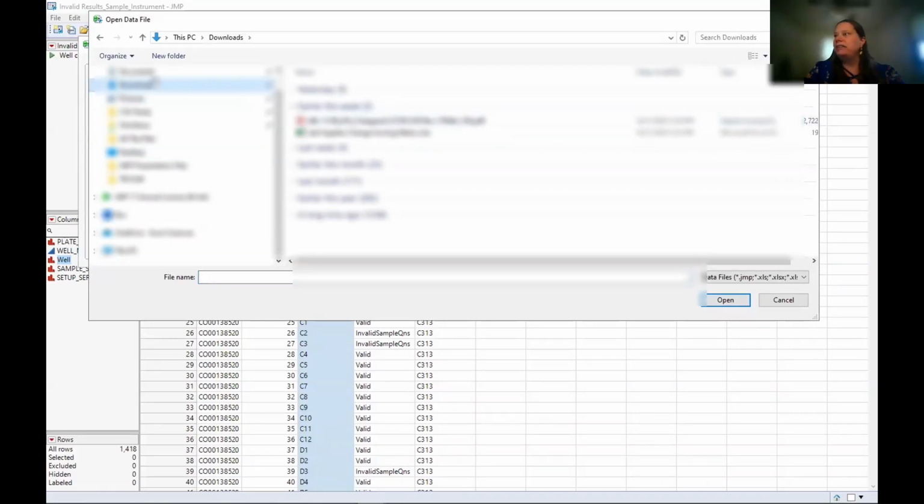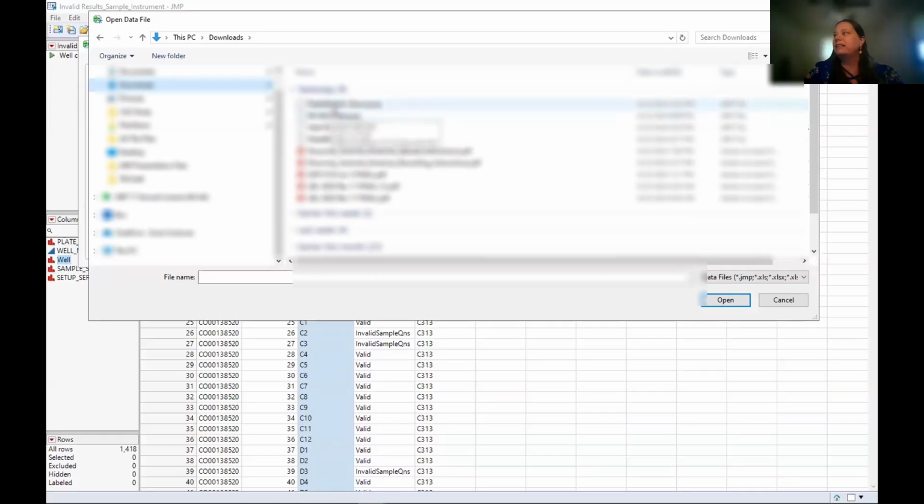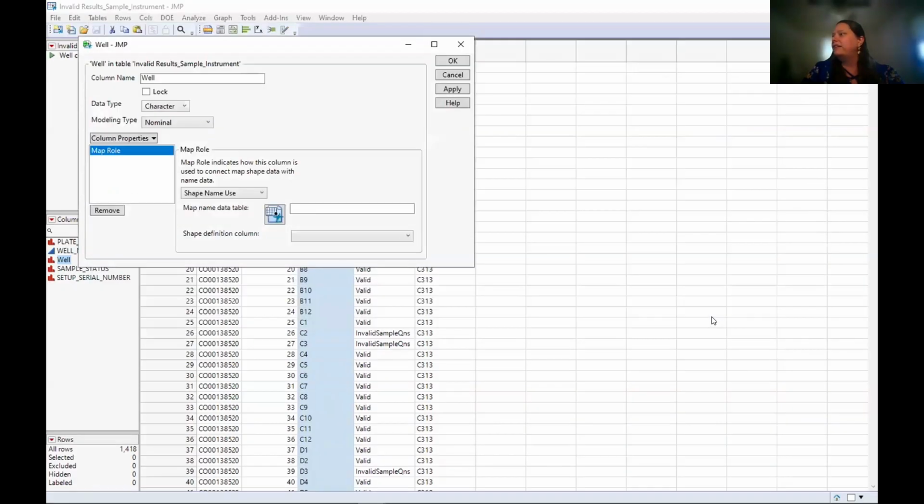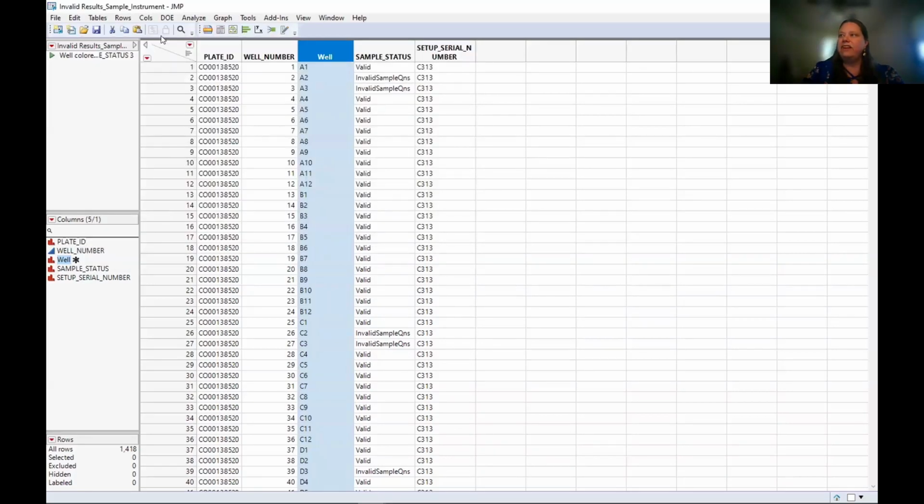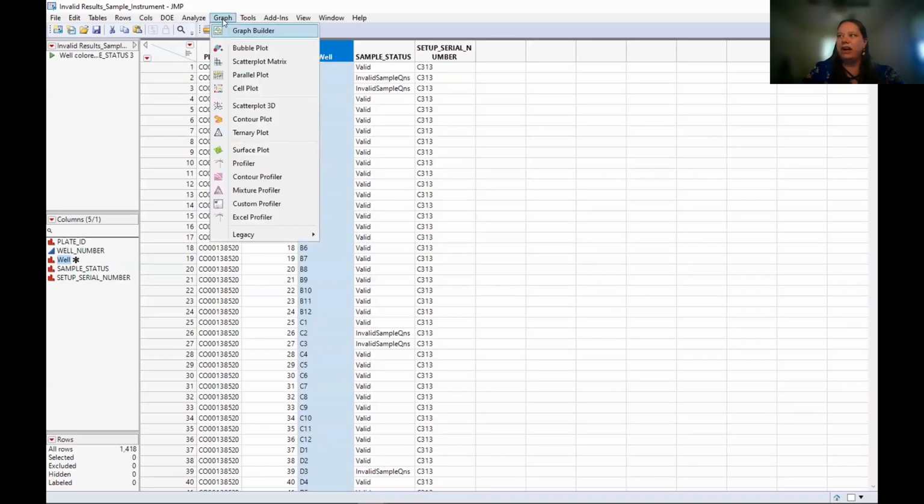which will be the 96 well plate. And then I will define the column that I named well as that specific column I want to apply this map shape to. Then I click OK. And then from there, I will go into Graph Builder.